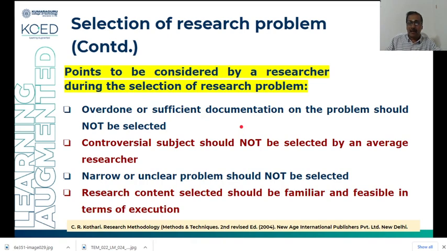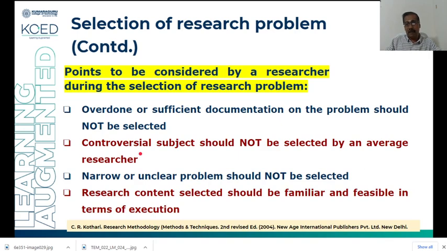Amylase inhibition is the selected problem, and if sufficient documentation is available in the literature for the selected problem, we should not select it. We have to prune it. If the problem is overdone, or sufficient documentation is available for a particular selected problem, you should not select it.